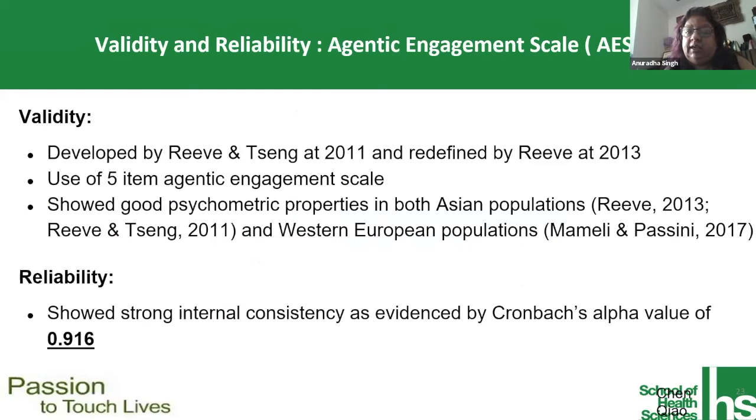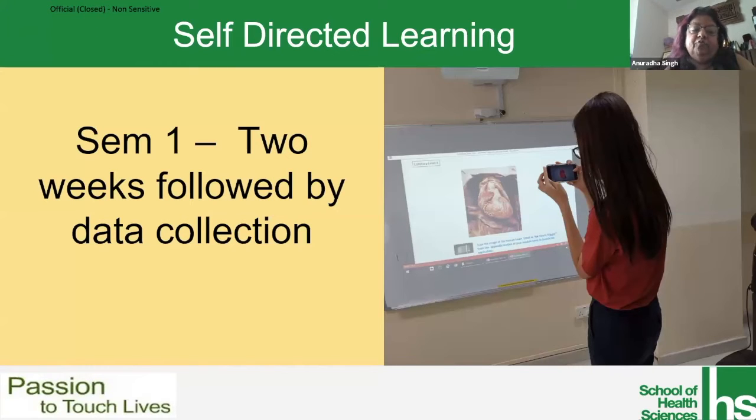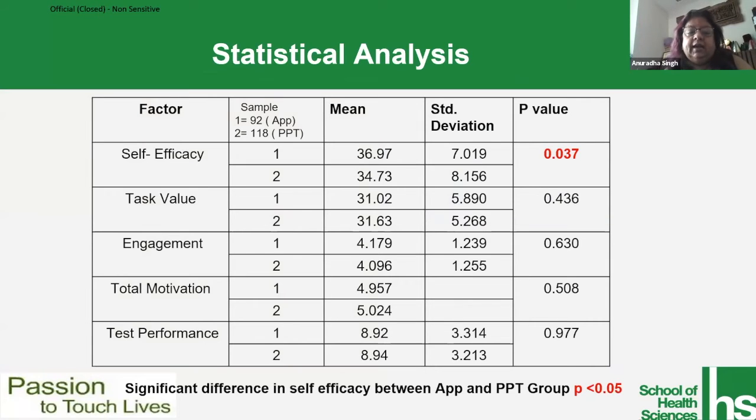And for the agentic engagement scale, we also tested the validity and the reliability, as also for our 15 multiple choice questions. Our 15 MCQs were constructed by us, the PIs in the project, and a rating was requested from 10 external experts who were all practicing international doctors, and then we calculated the validity. So this was SEM 1 when we got the data. So let me show you the statistical analysis.